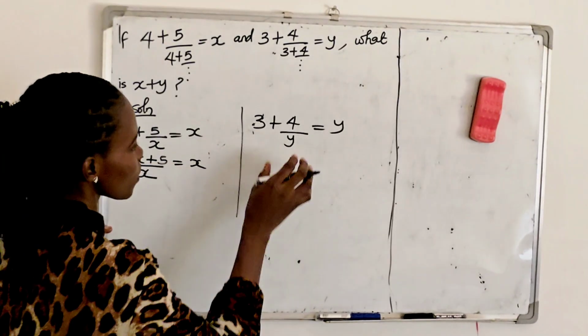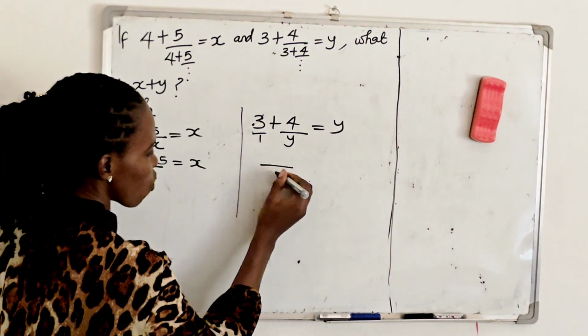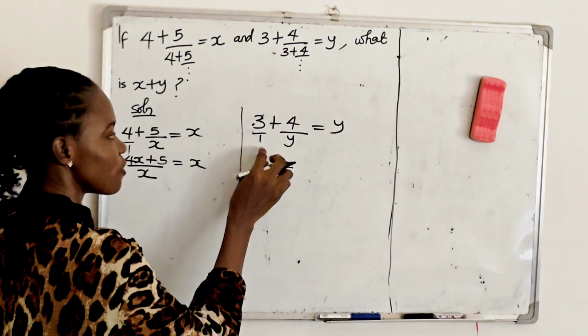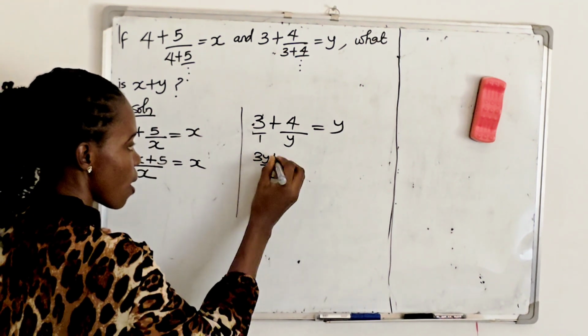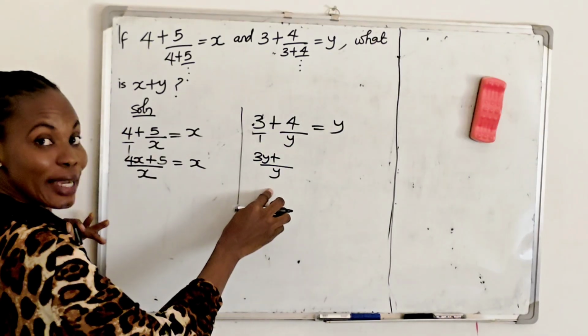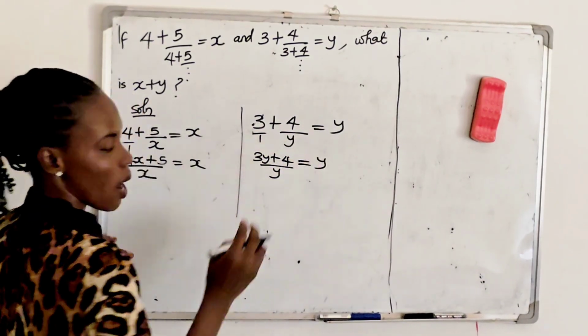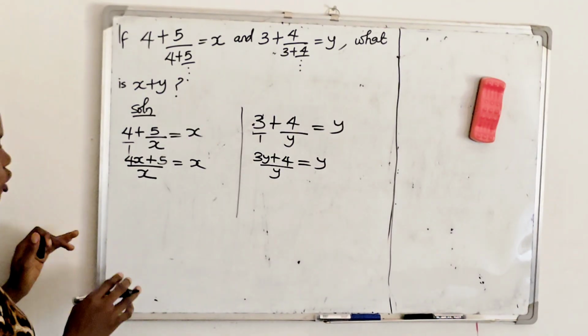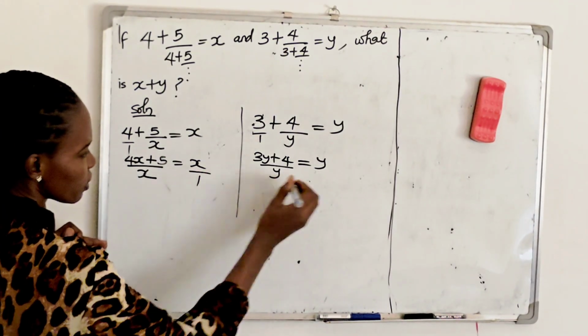Come to this side and do the same. LCM of 1 and y is y. 1 divides y, y times 3 is 3y, plus y divides y is 1, 1 times 4 is 4, is equal to y. Is that understood? Good.